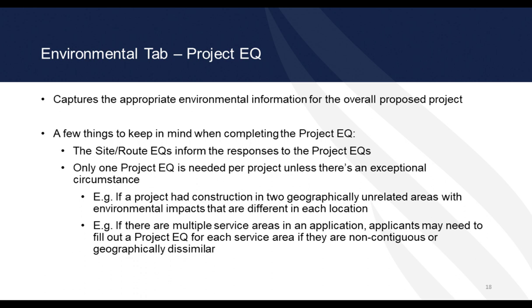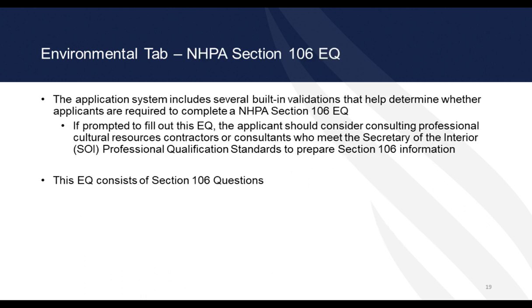First, if a project had construction in two geographically unrelated areas with environmental impacts that are different in each location. Or second, if there are multiple service areas in an application, you might need to fill out a project EQ for each service area if they are geographically dissimilar.